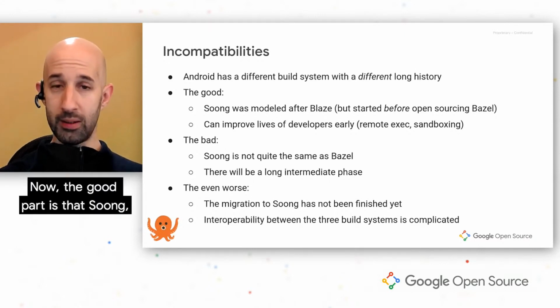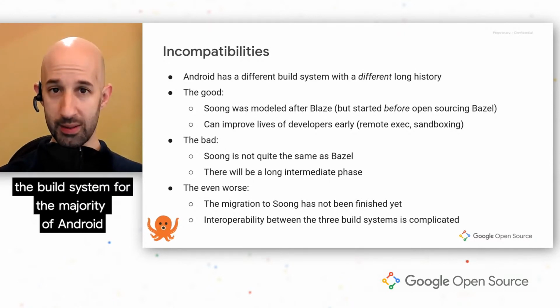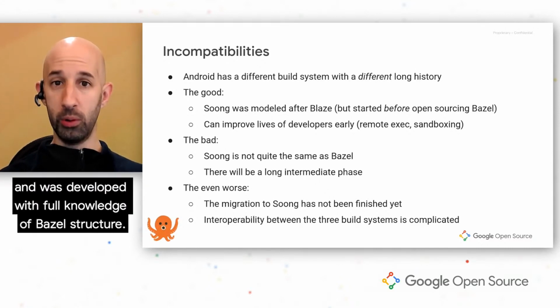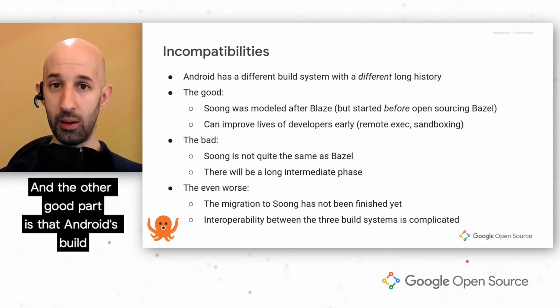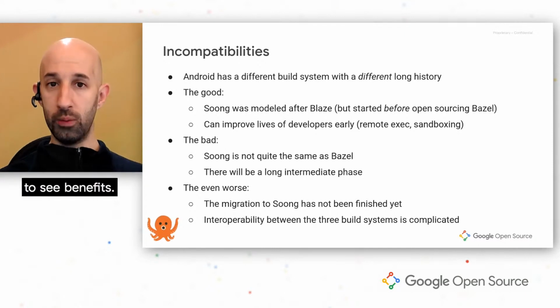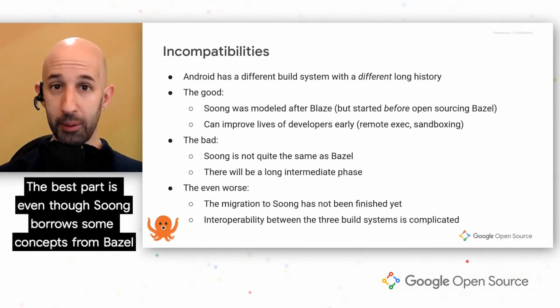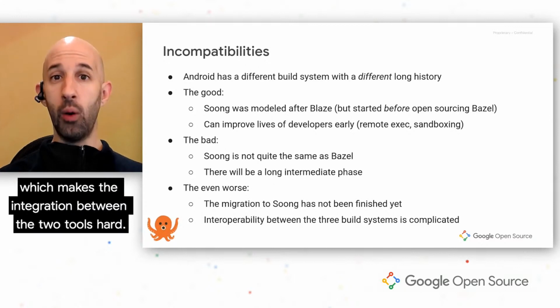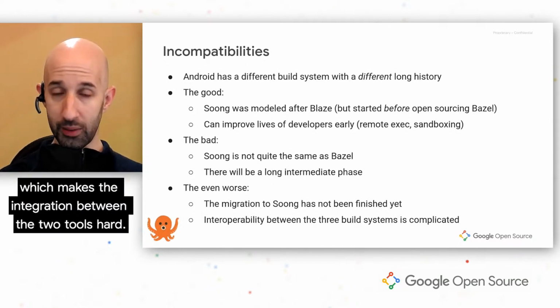Now, the good part is that Soong, the build system for the majority of Android, was modeled after Bazel and was developed with full knowledge of Bazel's structure. And the other good part is that Android's build does not need to be fully converted to Bazel to see benefits. The bad part is that even though Soong borrows some concepts from Bazel, it's just not quite the same, which makes the integration between the two tools hard.